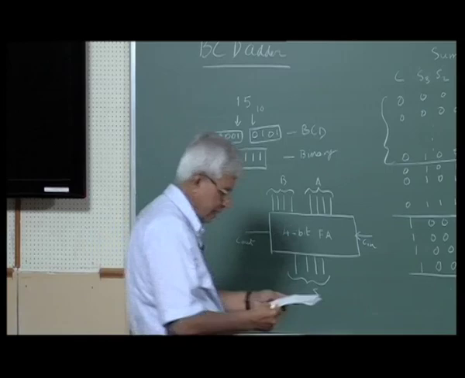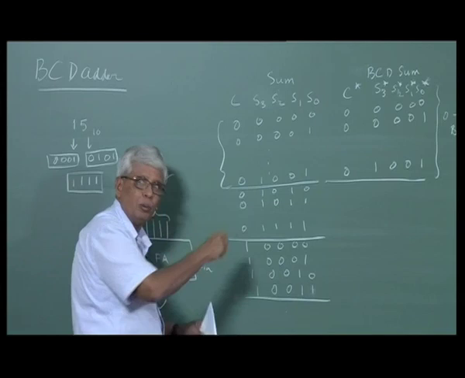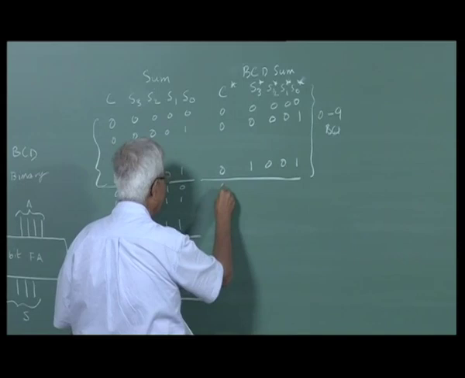Now this is 10. 1010 is binary for 10. There is no carry, 0, but I would like this to be represented as 10. I will have a 1 here, starting at 0000. This will be my 10 in BCD.